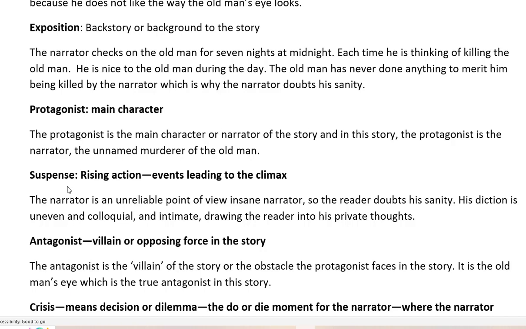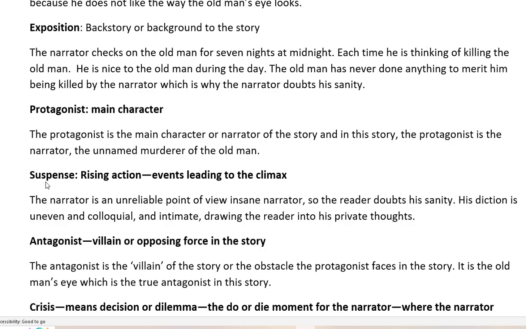Now, the suspense is the rising action, that is the events leading to the climax. So the narrator is an unreliable point of view, an insane narrator. So the reader doubts his sanity. His diction is uneven, colloquial, and intimate, drawing the reader into his private, crazy thoughts, which makes for a kind of crazy story.